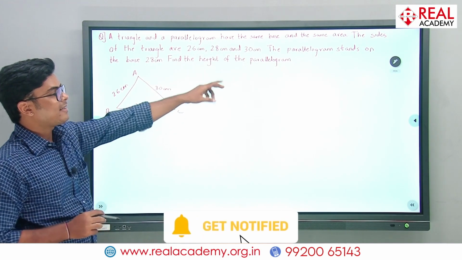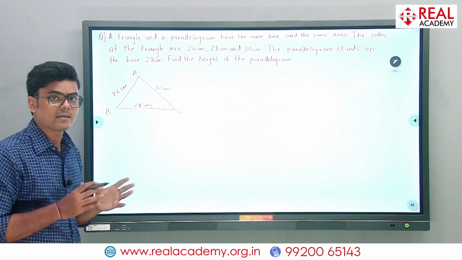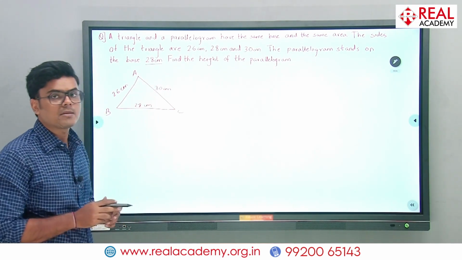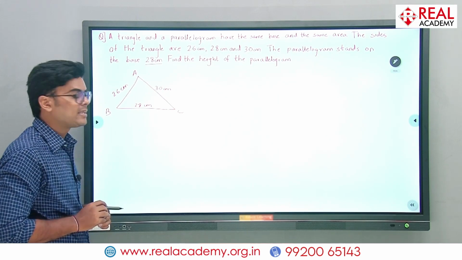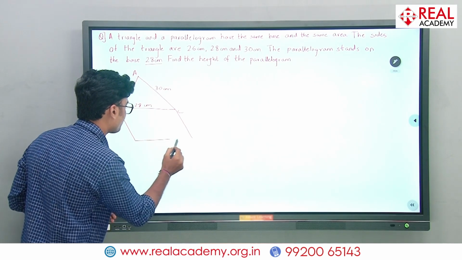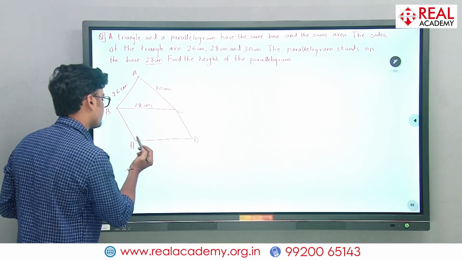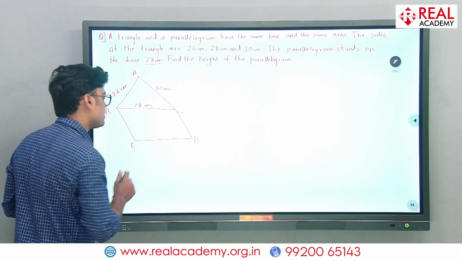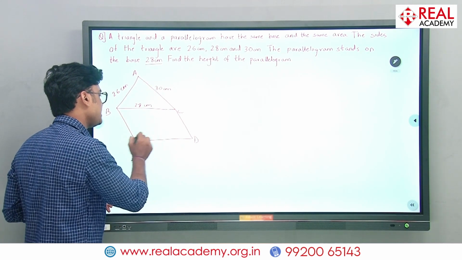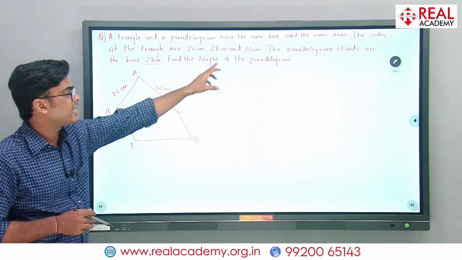And then the parallelogram stands on the base 28 centimeter. In the first line itself, they've told us that the parallelogram and the triangle have the same base. So the parallelogram stands on the 28 centimeter side. You can see here we have a 28 centimeter side. So the parallelogram will be like this. Using this as the base, I have drawn the parallelogram. Let this be D and E. So we have a triangle ABC and a parallelogram EDCB, which is on the base 28 centimeter. The question is to find the height of the parallelogram.